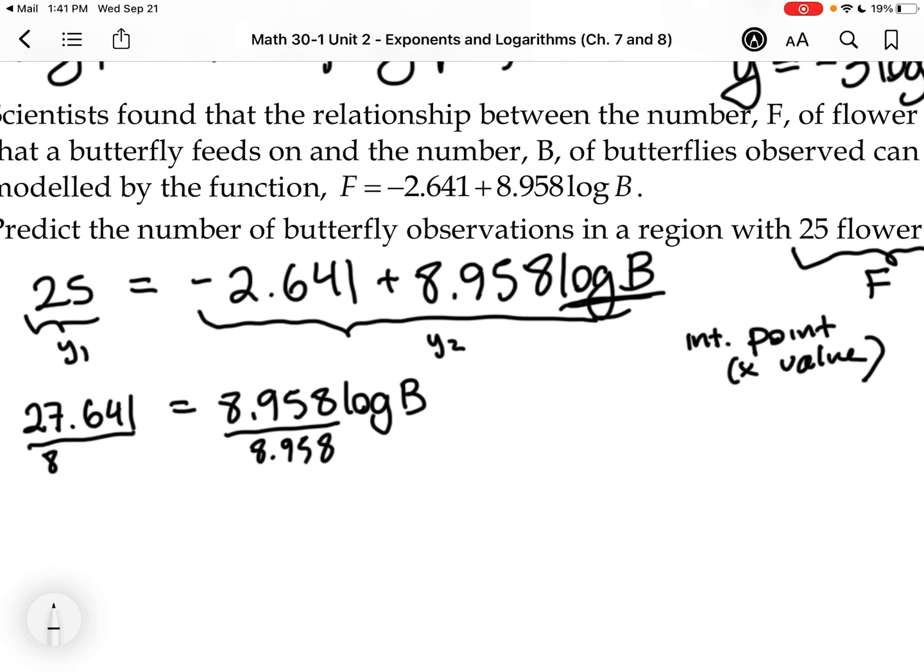because ultimately I want to isolate the logarithm. If you want, you could leave that as a fraction, or I'm just going to get a decimal approximation. I'm just doing this off to the side: 27.641 divided by 8.958 is 3.0856, and it keeps going, but I'm just going to stop there. That equals log b. Now remember that when there's no base written in, the base is 10.